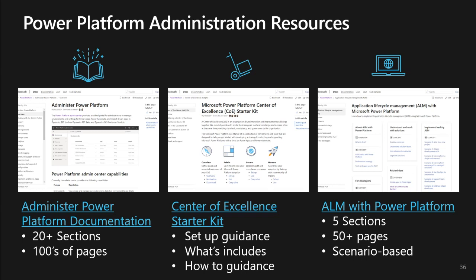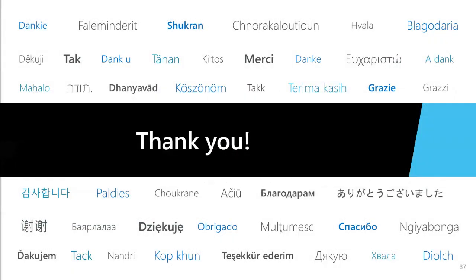And then the ALM is another key component. There are 5 sections and more than 50 pages, and it's all scenario based. So depending on exactly what you're trying to do and migrate, it's a great resource to help you with your ALM story related to Power Platform components. With that, I think we're going to open it up for questions. We do have a number of questions in the queue that we want to try to go through and answer.